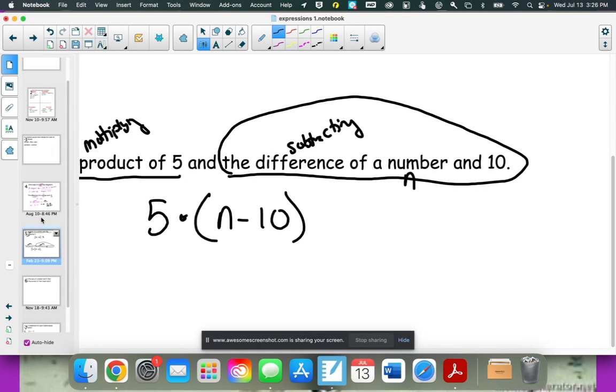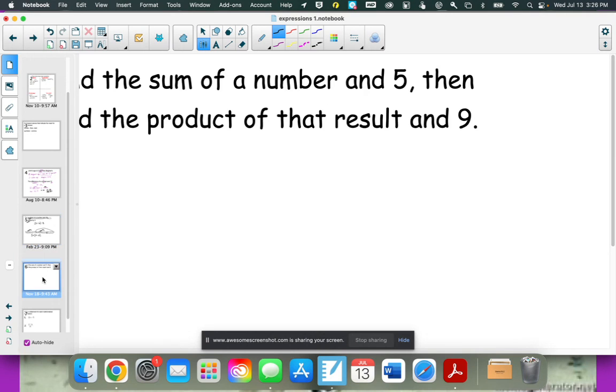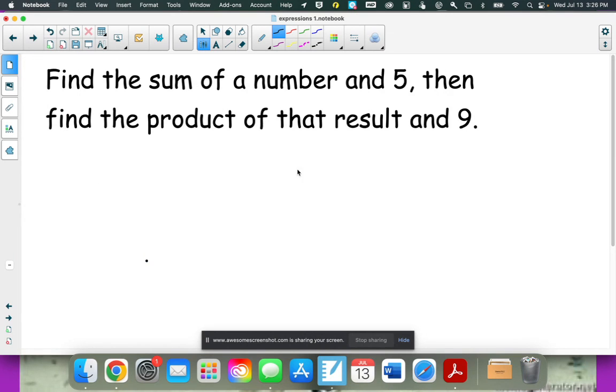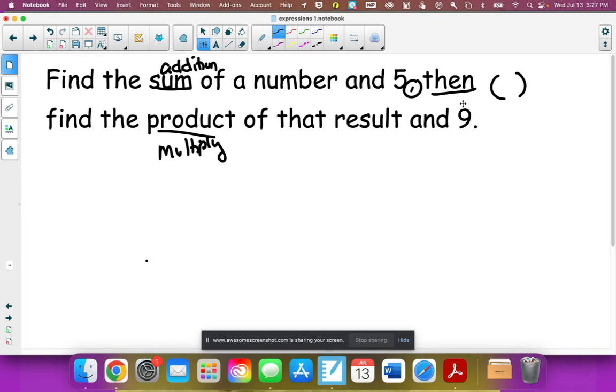Okay, so let's try a couple more, see how we're doing. Find the sum of a number and 5. Okay, so we have a comma and a then, so we know for a fact we're going to have parentheses. The sum is to add, and the product is to multiply. So I'm just picking out those nice keywords. Find the sum of a number and 5. Okay, so parentheses. Then find the product of that result. So they're referring back to the original and 9.